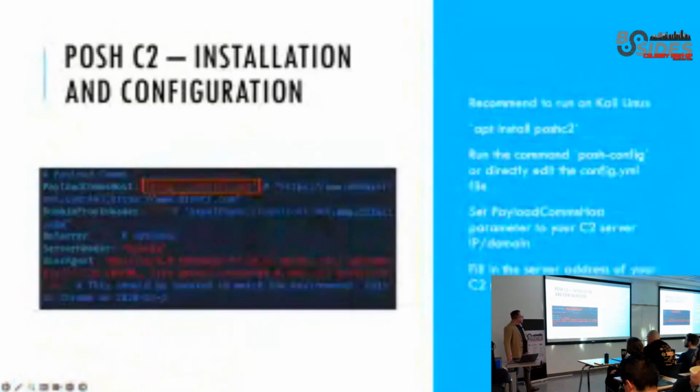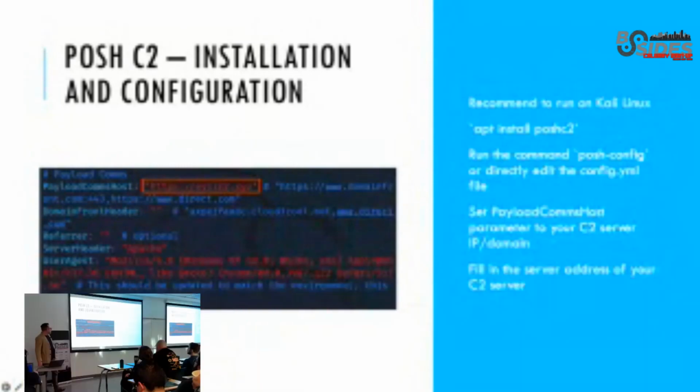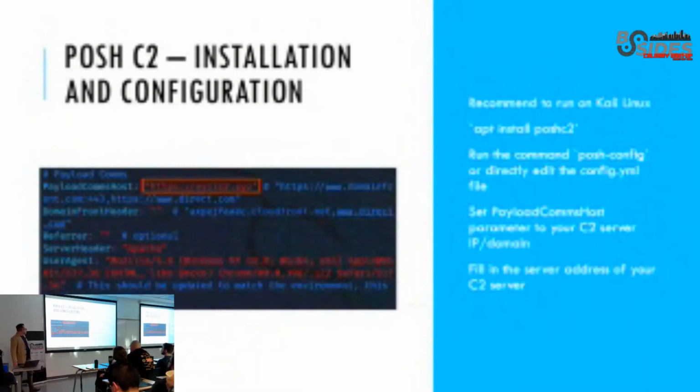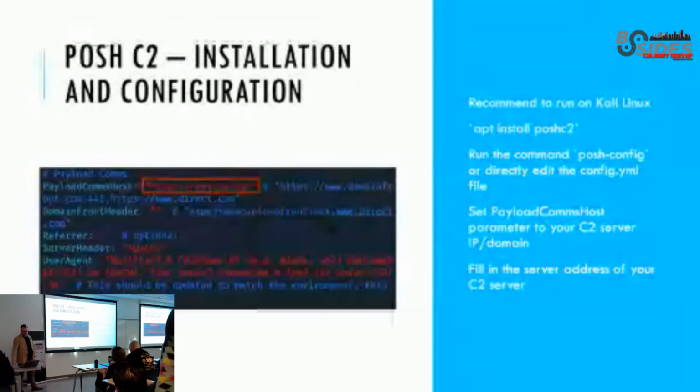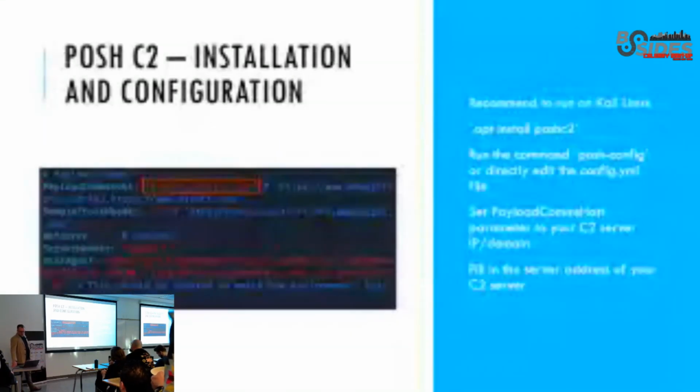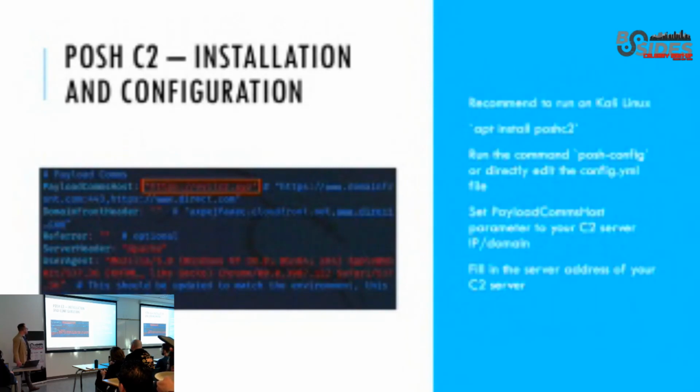Okay, so just quickly, the installation and configuration. When you install this, the only thing you really need to do is set the payload comms host, and that's going to be your command and control server. I recommend you install this on Kali Linux. It's a bit of a pain to set up elsewhere. Once you set the config, you run posh config in order to set this up, and you set the payload comms host, and that will contain a list of the command and control servers you want to beacon out to.